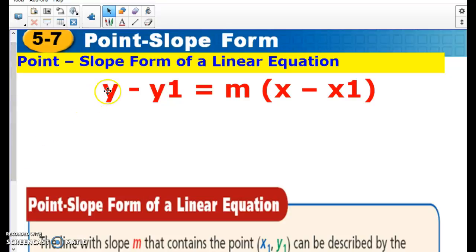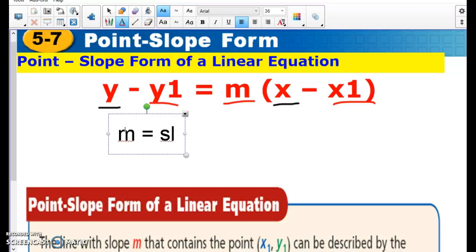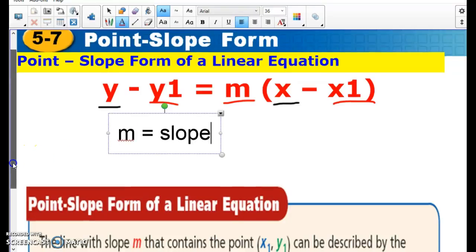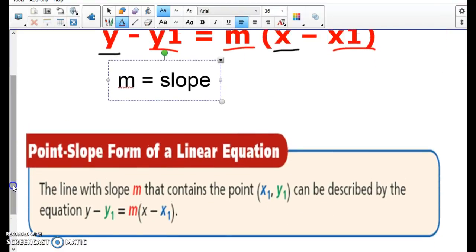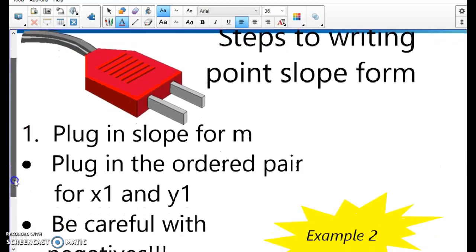Our formula for today, called the point slope formula, is y minus y1 equals m, and then parentheses x minus x1. I'm going to tell you right now, y and x are always going to stay as y and x. The three things we're going to replace are y1, m, and x1. If we remember from our slope-intercept formula, m is our slope. So we're replacing m with our slope, y1 with our y, and x1 with our x.